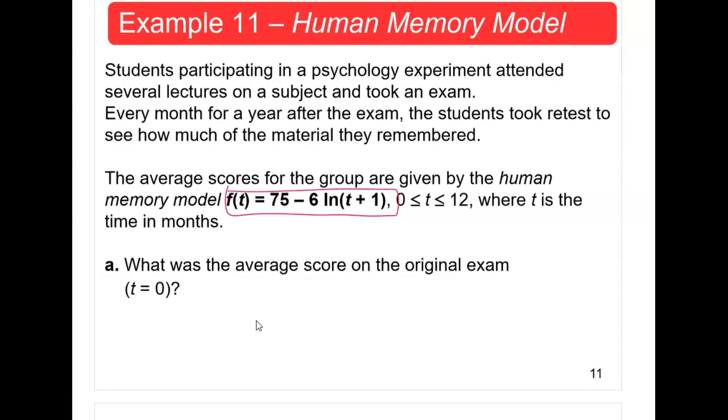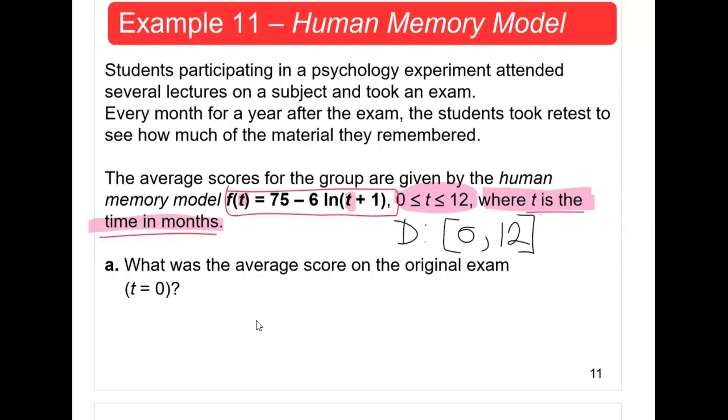F of t. T is our independent variable, and it is the time in months. That's important to notice because we don't know if that's in hours, days, or years. Instead of saying f of x, we say f of t, where t is the time in months, and it goes from 0 to 12, including 0, including 12. So as an interval for that domain, we could say from 0 to 12 with brackets. And so t goes right here. And so that's the model.